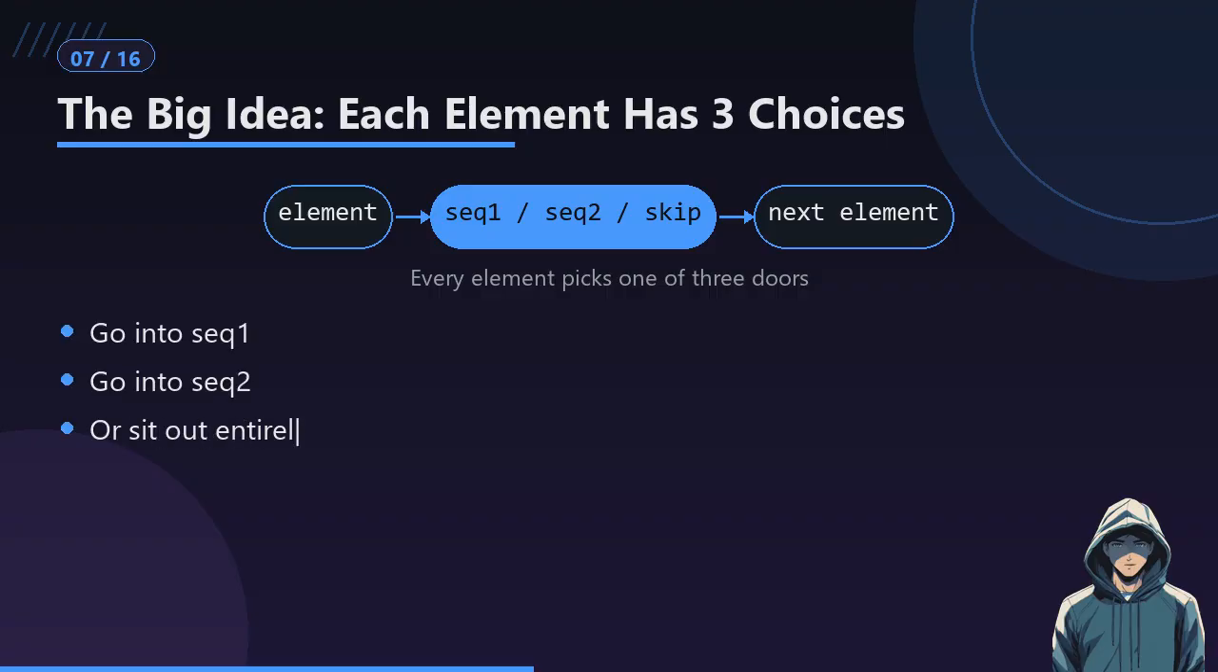Here is the trick. Walk through the array one element at a time. Each element does exactly one of three things: join group 1, join group 2, or stay on the bench. Every possible pair of disjoint subsequences is just one particular sequence of these choices. So instead of picking subsequences, we count choice sequences. In short, 3 doors per element, and we count paths through the doors.